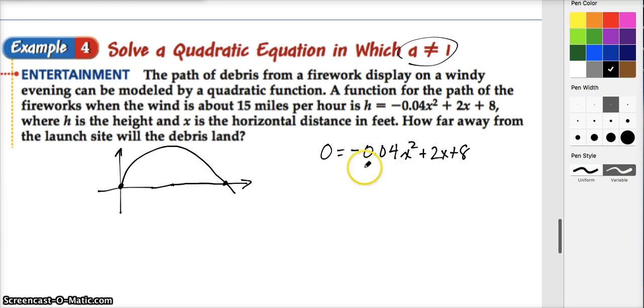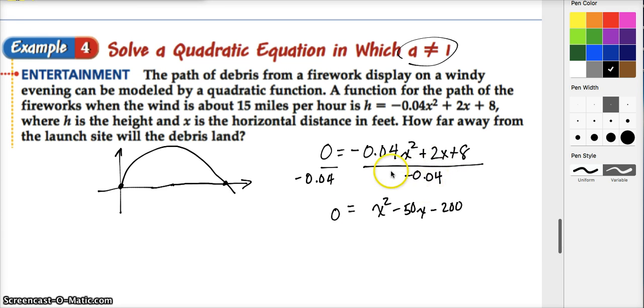And what we do when we have an a value or a lead coefficient that's not 1 is we make it 1. We divide everything by that lead coefficient. So I'm going to divide everything by negative 0.04, and that's going to give me a lead coefficient of 1, which is very simple for me to use.